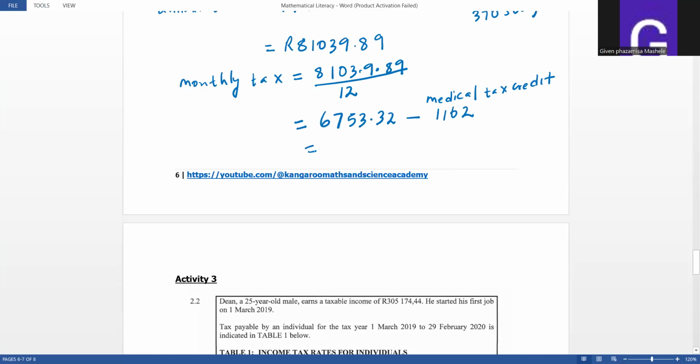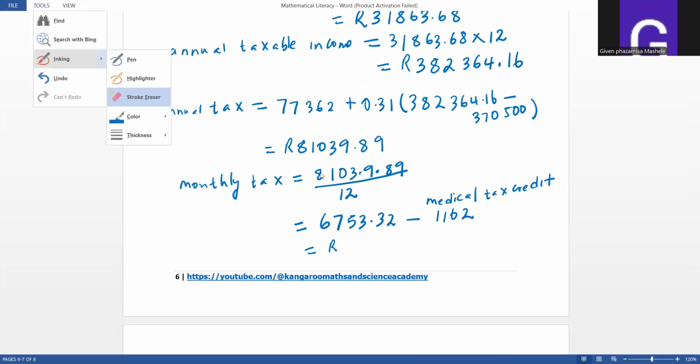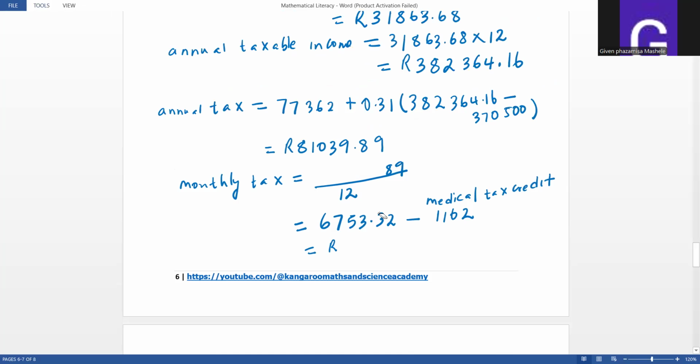So it will be 6,753 rand and 32 cents minus 1,162. So this actually, no, something's wrong. We forgot to subtract the rebates. I can see something's wrong. We do not skip the rebates, ladies and gentlemen. Let's correct it. This will be wrong here. We have to subtract the rebates.